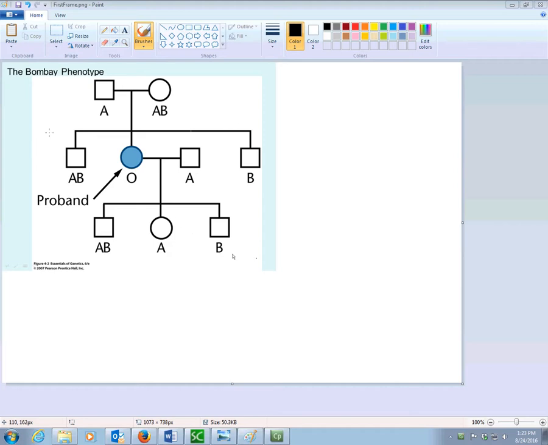In this case, for the Bombay phenotype, we have the ABO locus, which is on chromosome 9. That's one gene, and there are three alleles, A, B, and O. So at one locus, you can only have two alleles, but they have to be two of these three possible alleles. Then the other gene involved here is called the H locus, and there are two alleles at the H locus. There's big H or little h possible. So each individual in the pedigree has a genotype, two alleles at the ABO locus, and two alleles at the H locus.